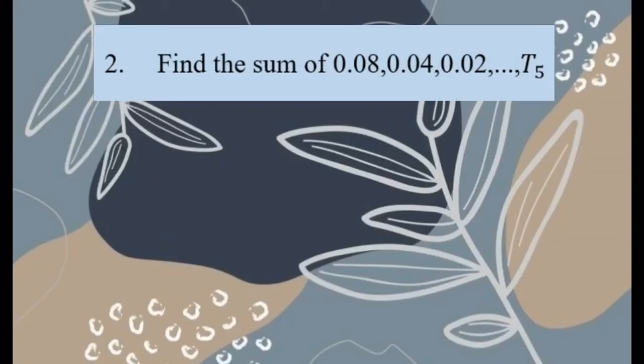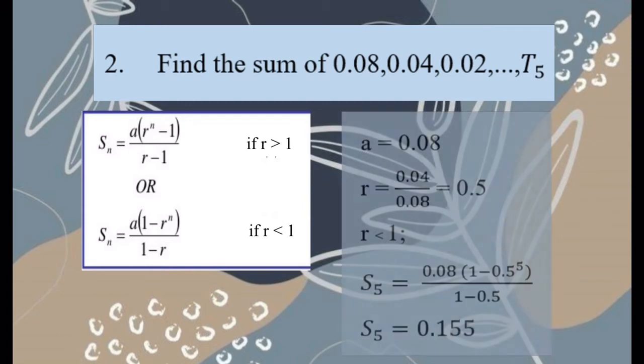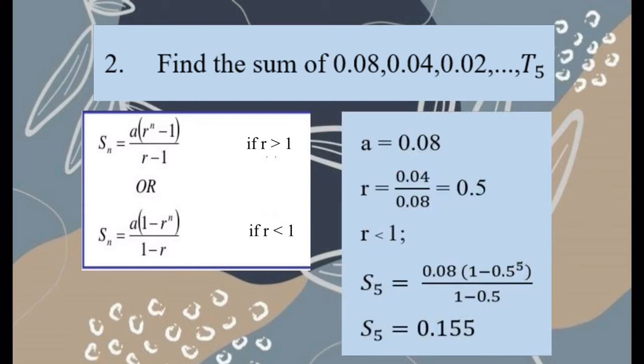Then, the second low-level question asks us to find the sum of the following terms. And as usual, we use the formula of a geometric series to find the answer for this question. In this question, we use the formula where r is less than 1. After you are done substituting the information given, you'll get the answer for this question. That's it.